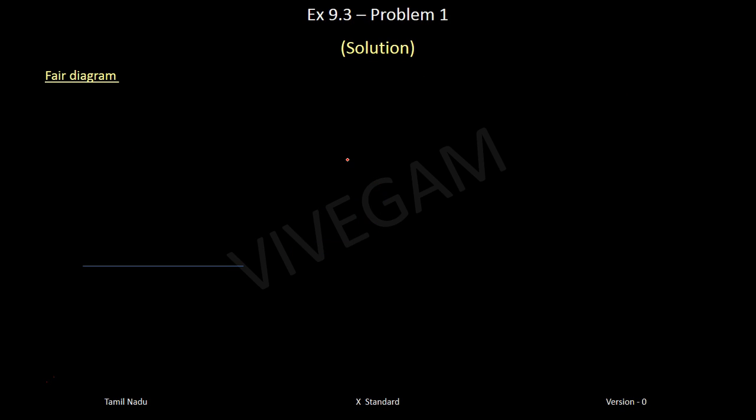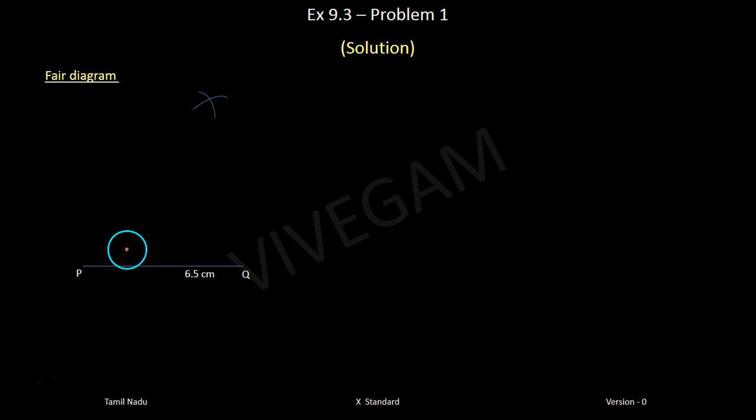First step, we'll have to draw the line PQ of length 6.5 centimeter. Next, with Q as a center, they have given us QR equal to 5.5 centimeter and PR equal to 7 centimeter. So with Q as a center and with the radius of 5.5 centimeter, we'll have to draw an arc. And with P as a center and radius of 7 centimeter, we'll have to draw one more arc. They both will intersect at one point.